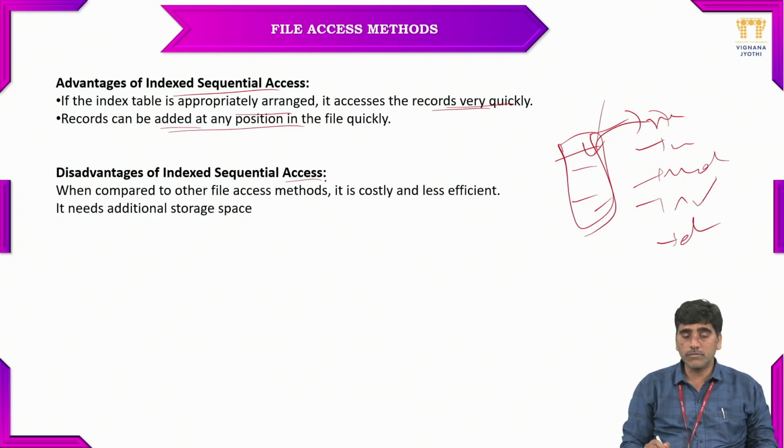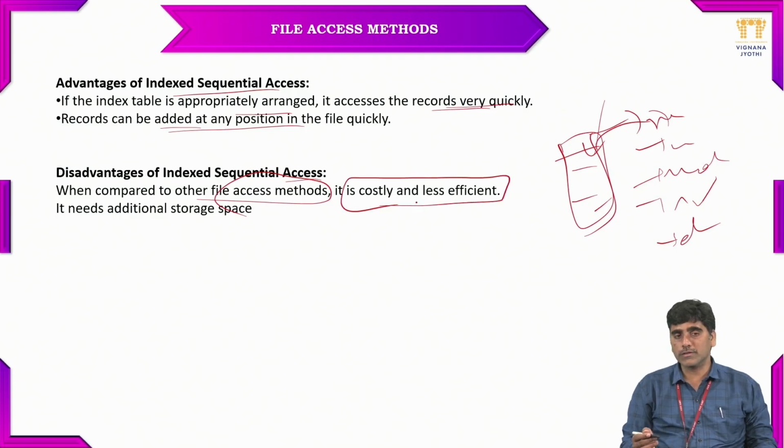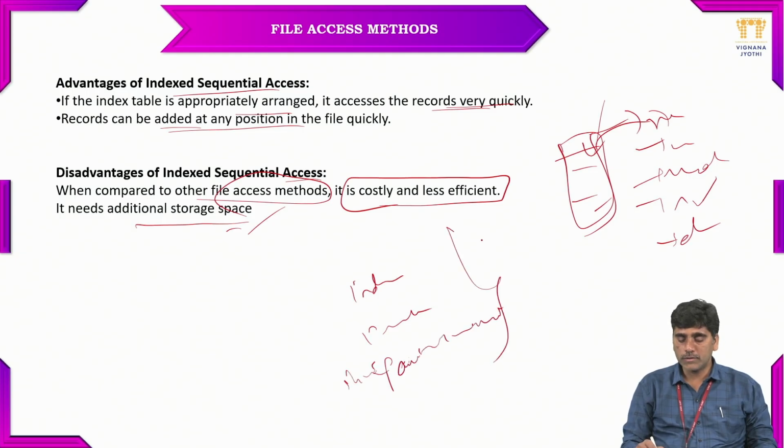And the disadvantage of indexed sequential access is that, when compared to other file access methods, meaning the serial or sequential access method or the direct or random access method, it is somewhat costly and less efficient. And it needs additional storage space also. To do this whole process, for maintaining indexes, for maintaining pointers, and for linking each pointer to another pointer, a lot of additional storage space is required. So this is the disadvantage compared with those two access methods.